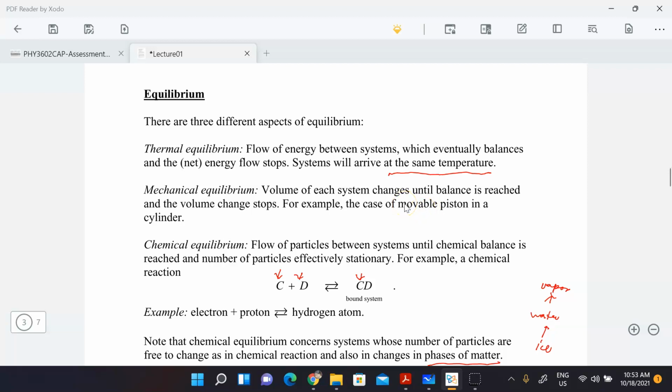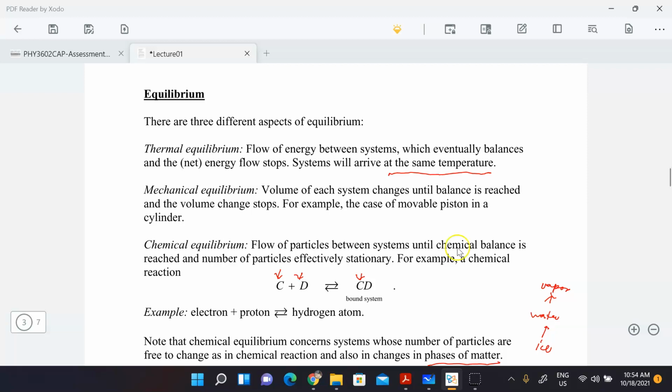So the system is actually doing work, and that mechanical work will need to stop at some point. When this happens, this is what we call a mechanical equilibrium. And then the other one is with respect to the contents of the particles of the system.